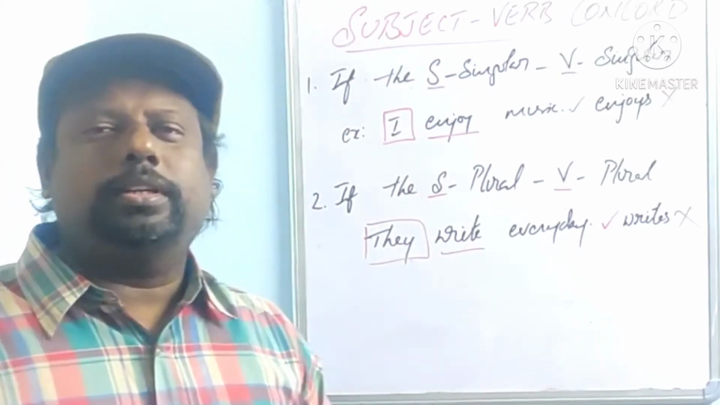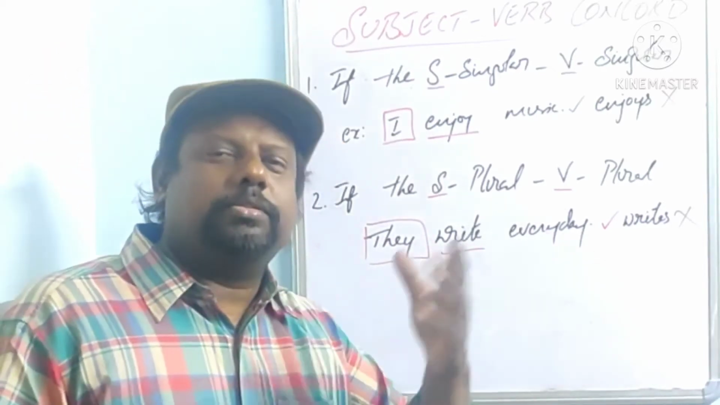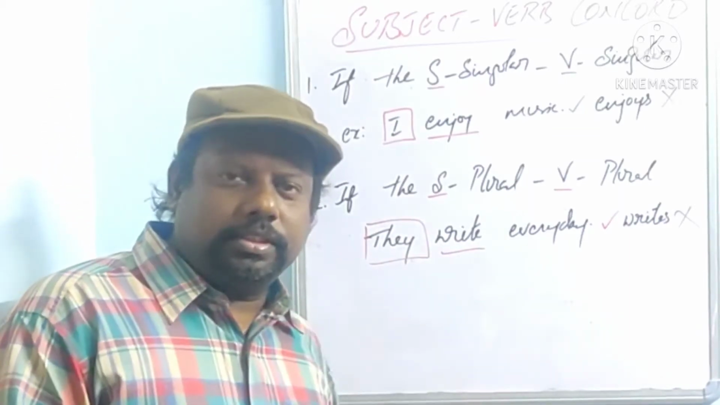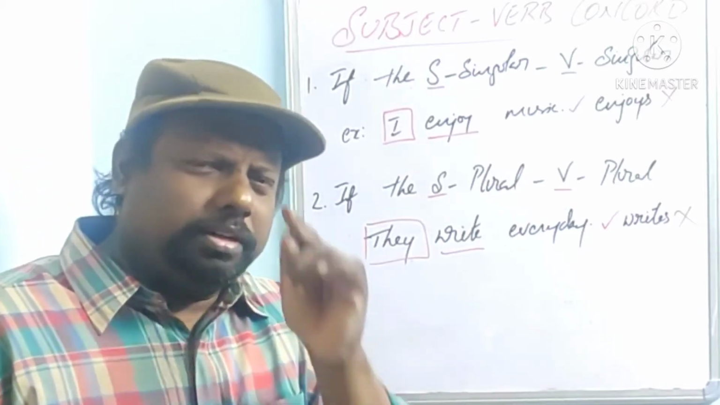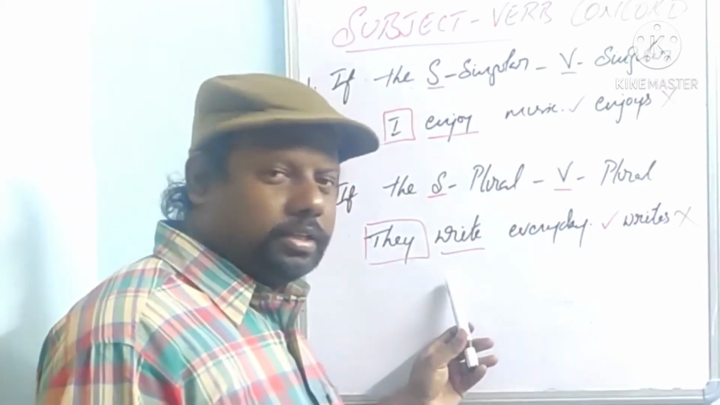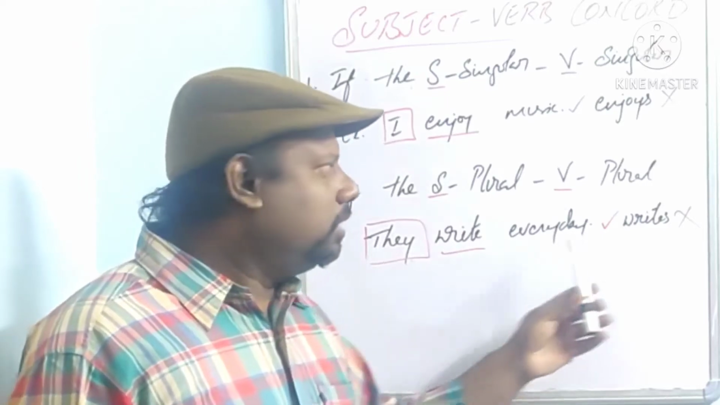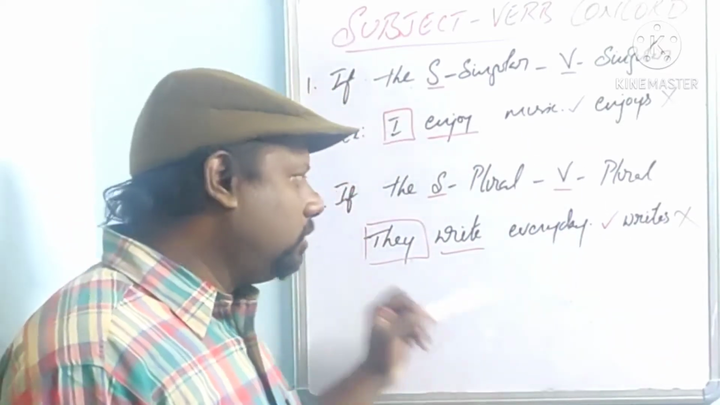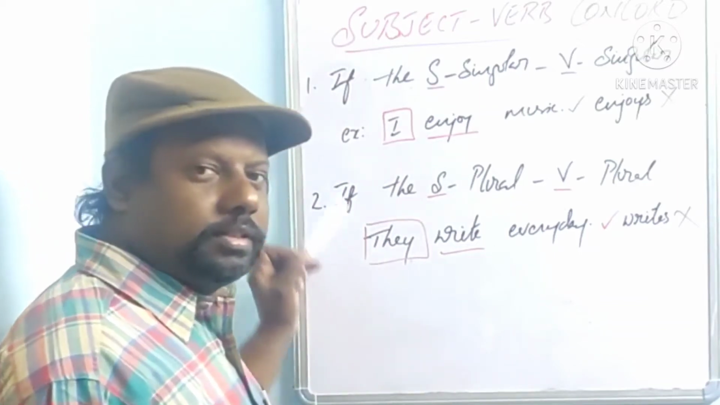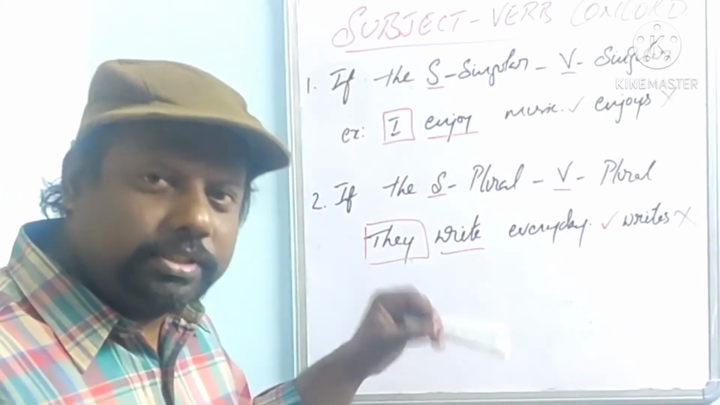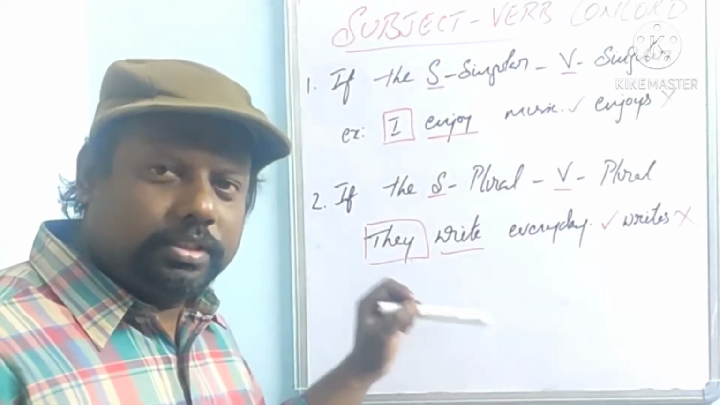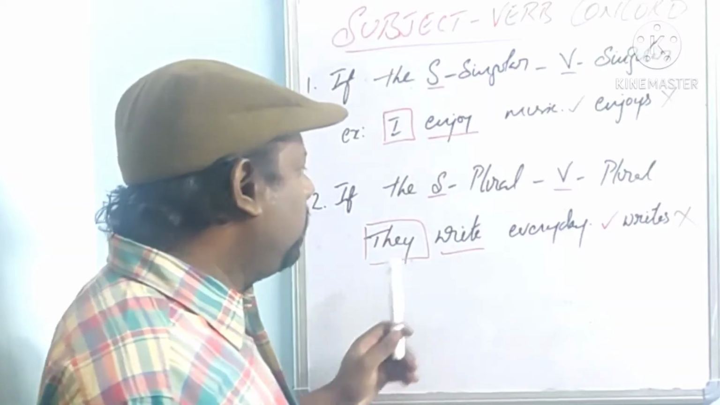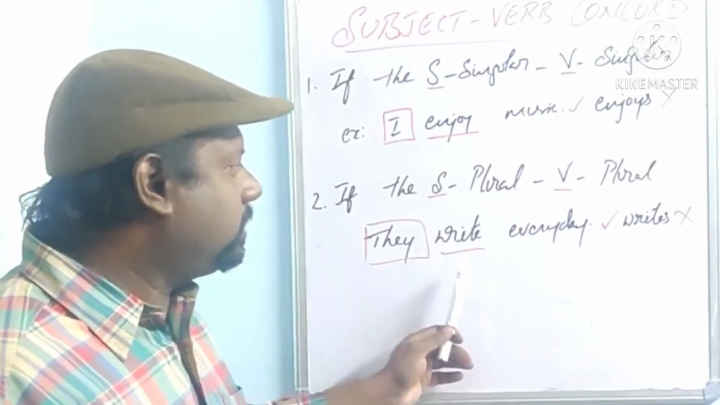If the subject is plural, then the verb also should be plural. They write every day. What is it? They write. So here, one thing, immediately we get it out. Write, writes. Write is singular, writes is plural. Don't bring that logic here. Here, always consider whether they means first person or second person or third person. Basing on that, write is the plural form. They write here, he writes.